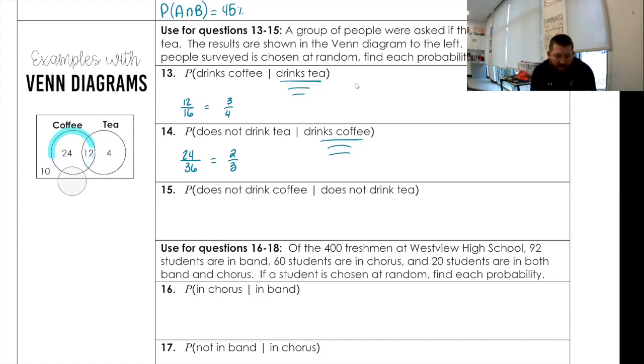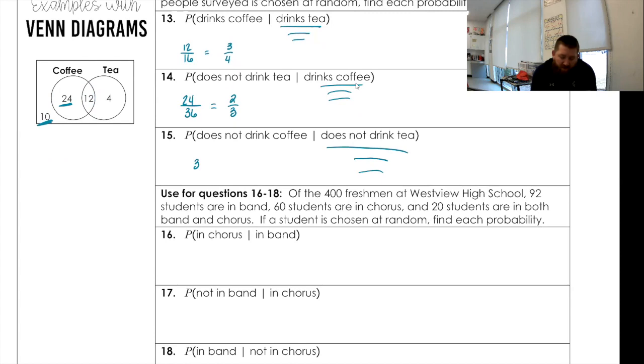And then our last problem here. Drinks coffee and does not drink tea. So now it's going to be a little different. How many in our survey do not drink tea? Okay, so that would be the 24 who only drink coffee and the 10 who don't drink either. So our new denominator, our new sample space is 34. And of those 34, how many also do not drink coffee? So we can go ahead and take that 24 out of the equation and just get 10, which is 5 out of 17.